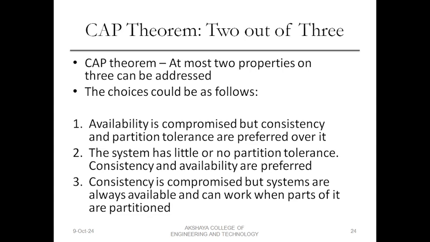So availability means whenever I try to access the data, I should be able to access it. Consistency means when I access the data, even if it comes from multiple sources, I should get the same data. Partition tolerance means I store the data in a distributed fashion, so whatever transactions I do should be consistent, and it should tolerate the partitions also.